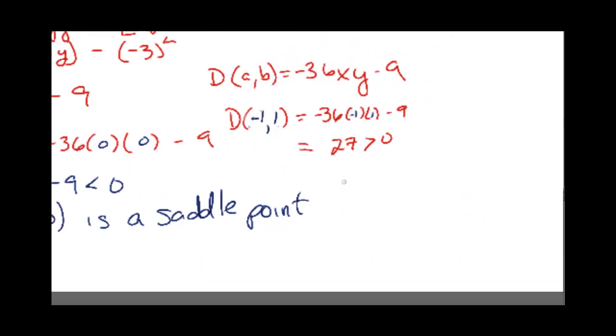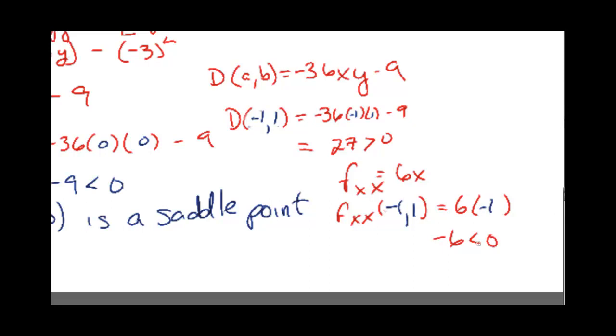So we go to fxx, which was 6x. And we evaluate fxx at AB. In this case, our AB, let's go ahead and write them in, are -1, 1. So it's 6 times a -1. Which that's a -6, which is less than 0, and you would think less than is a min, but it's actually a relative max.